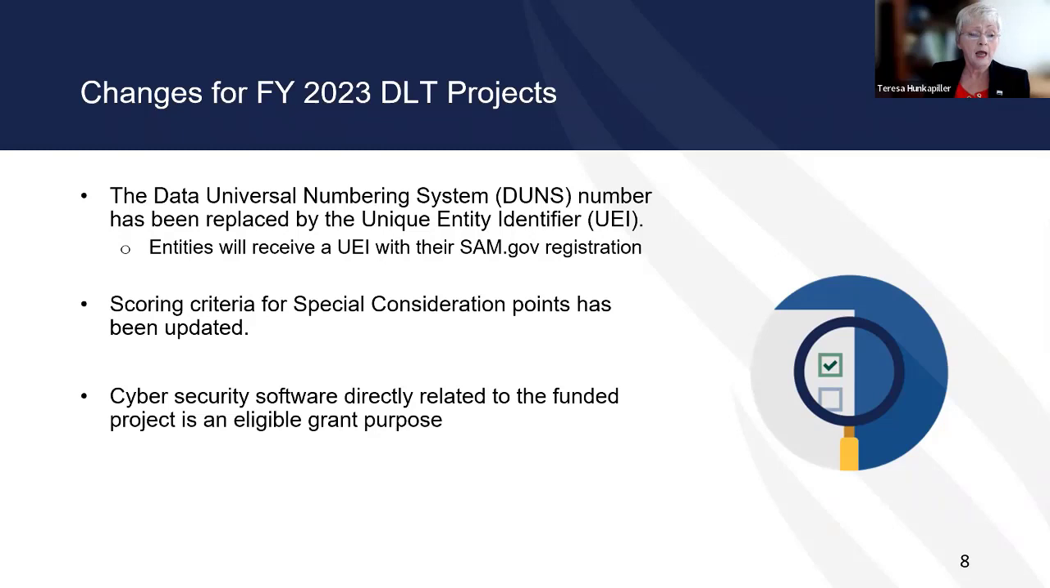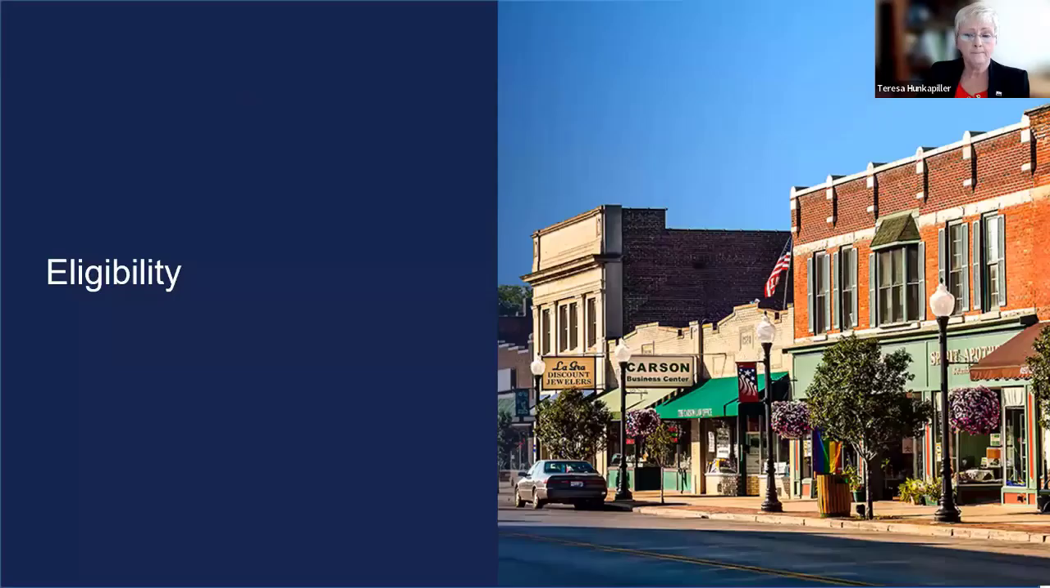And we are now funding cybersecurity software if it is directly related to the funded project and an eligible grant purpose. So we can't fund cybersecurity for just anything, but it has become a very crucial part of our everyday life that we protect the integrity of our data and the privacy. So cybersecurity software directly related is now being funded. Okay. And now let's talk a little bit about eligibility.